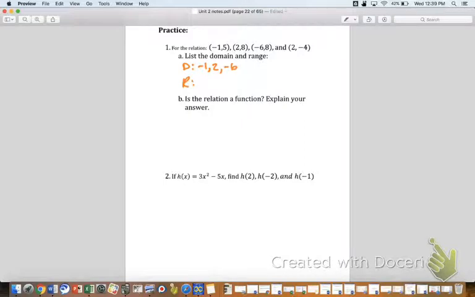My range would be... Wait, what happened to the 2? There were two 2s. You only have to list it once. Range is 5. There's two 8s, but I'll just list one of them, and negative 4. So there's my range. Make sense?